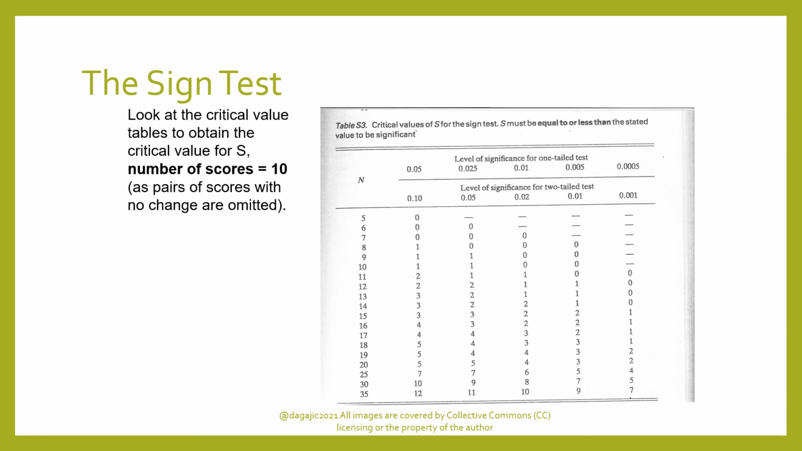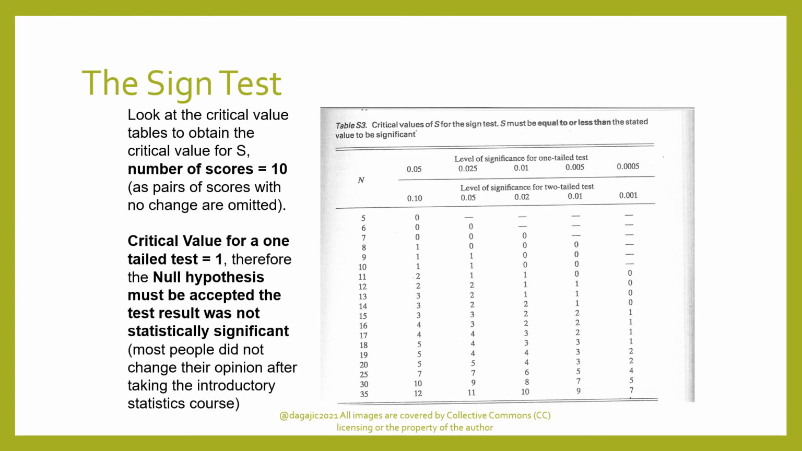If we look it up on our critical value tables, our number of pairs of scores is 10. Remember, we started with 15, but 5 were omitted because there was no change. So the critical value for a one-tailed test at 5% is 1. Now, our calculated value of S was 2, so it's greater than that. So this time, our result was not statistically significant. So we have to accept our null hypothesis. Most people did not change their opinion after taking the introductory stats course.